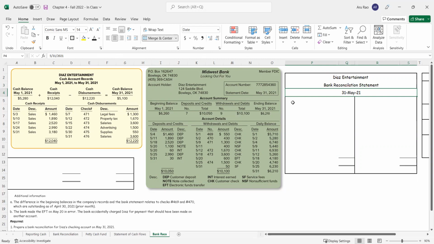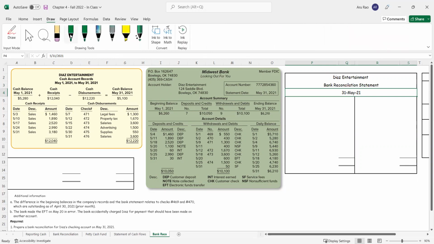We need to reconcile two numbers. Let me just show you how I'm going to work with some of this information. I need to reconcile. As per my cash account, I have 5,100 on May 31st. The bank statement is saying May 31st, I have 6,210. So obviously these two numbers are different, and we'll see how we reconcile these two numbers.